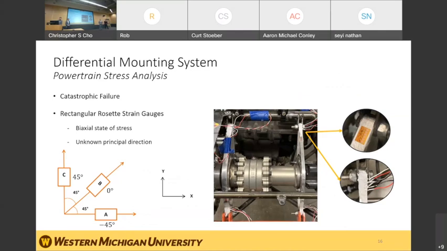In order to record the actual stress for this testing, we used rectangular rosette strain gauges and placed them on the 4 locations shown here near the chassis. These measure the biaxial state of stress at unknown principal directions. The way that these work is they measure the strain in the 0, 45, and negative 45 directions shown on the bottom left.